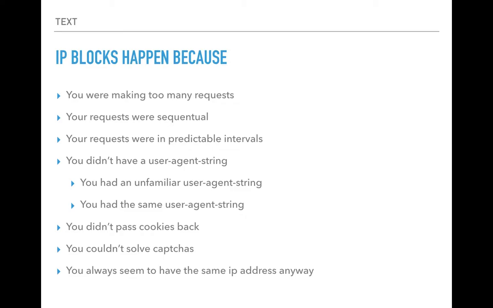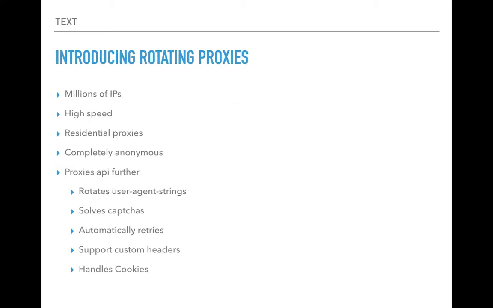Your request can be sequential, doesn't matter because it's coming from different IPs. You can make too many requests because you're coming from different IPs. And you can be very predictable as well because you're coming from different IPs. So a lot of these, the best way to solve is actually simply to rotate IP addresses. So we have a service for that, and we're going to talk about that in a minute.